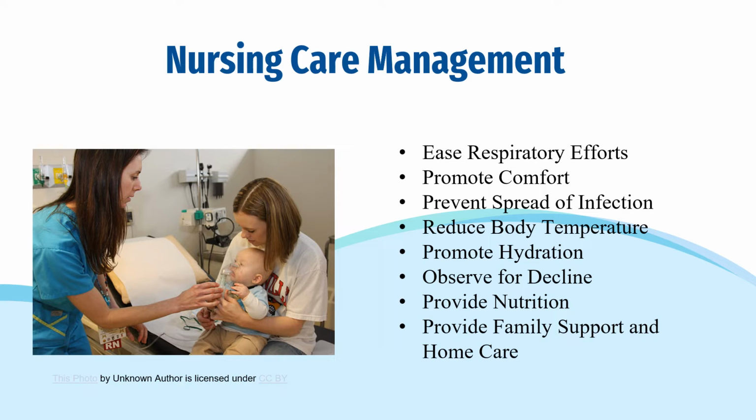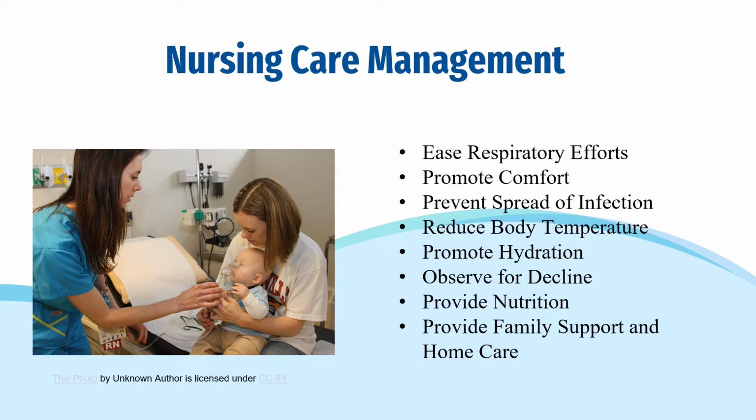Reduce body temperature. If they're running a fever, that's going to increase irritability, that's going to cause them to be tachypnic and tachycardic, and increase their respiration. So you want to pay attention to that, and give them Tylenol or Motrin if they're over 6 months, but never give them aspirin, because that can cause Reye's syndrome.